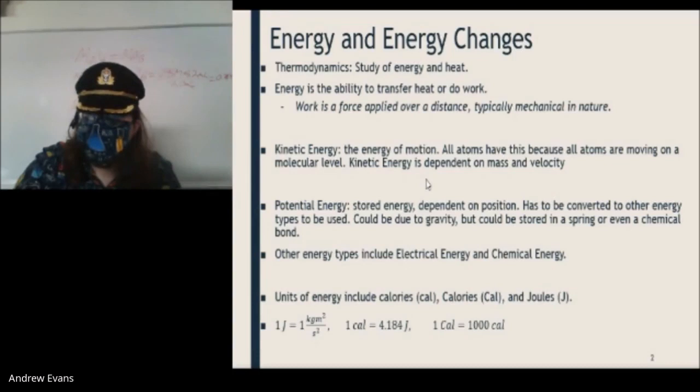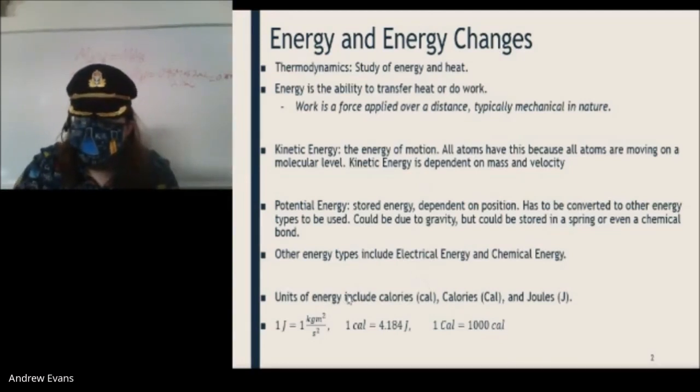Potential energy for us could also be a spring loaded, ready to spring, like on a mouse trap. Or it could be a chemical bond, energy stored, ready to be used when the bond is broken. There's also electrical energy, but the main energy we'll talk about relates to heat and work.